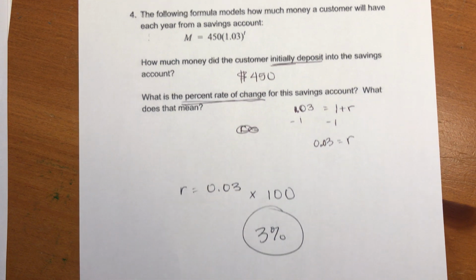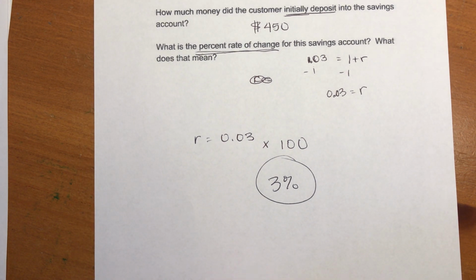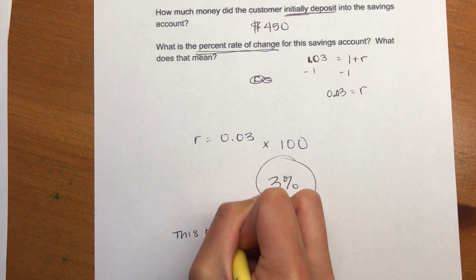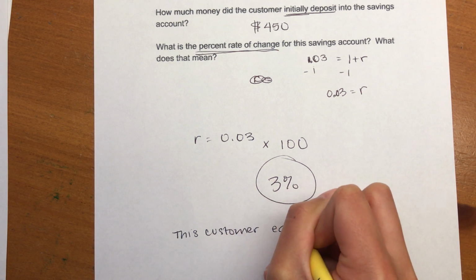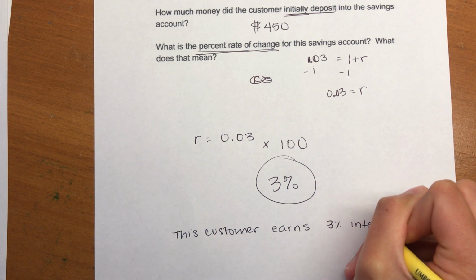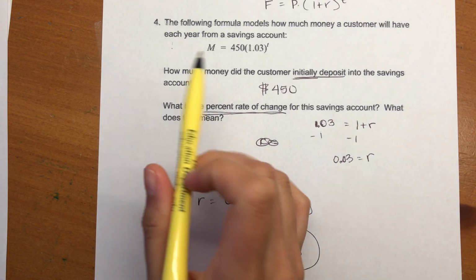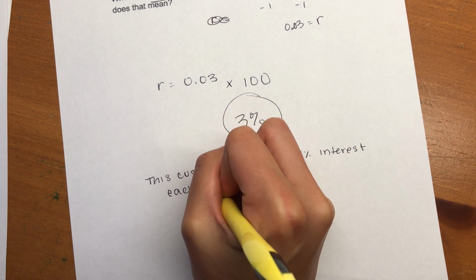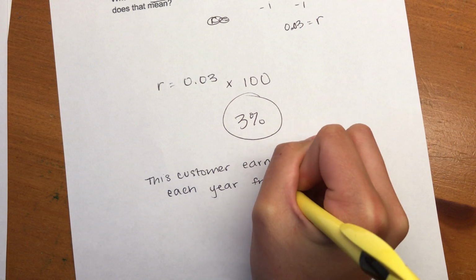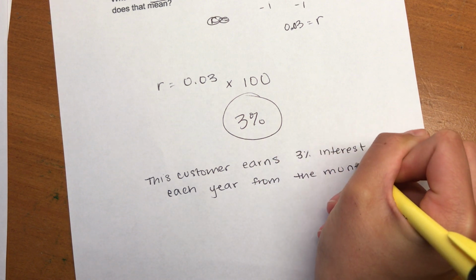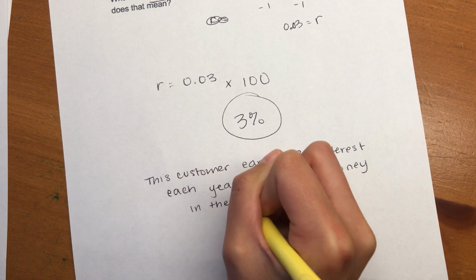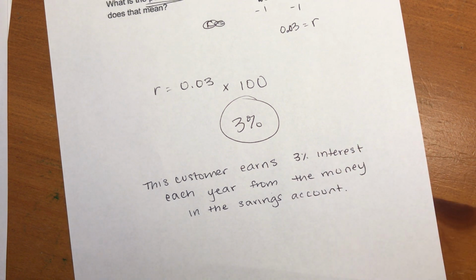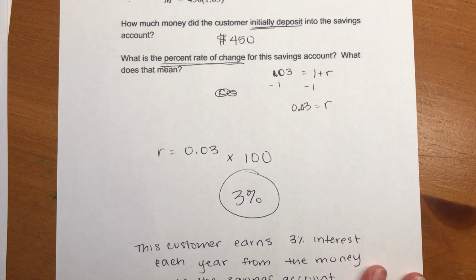Then what does that mean? That means in this scenario, this person initially deposited $450, and this customer earns, so they're increasing, 3% interest. And I want to look at my units each year, from the money in this savings account. Okay, so this is an example of where you're interpreting what these things mean.